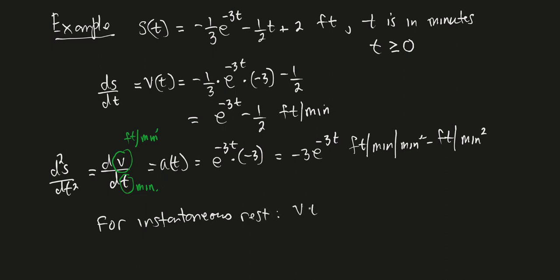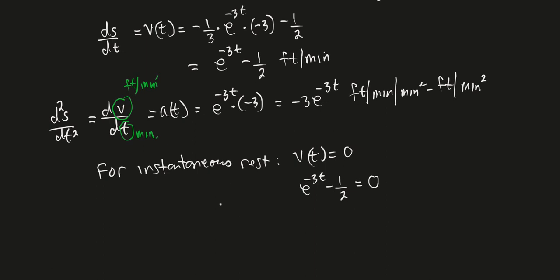Well, the velocity would have to be equal to 0. So we would have to find the roots of our velocity function. And hopefully we get a solution, a value of t, where t is greater than or equal to 0. So let's say e to the negative 3t minus 1/2, set that equal to 0.